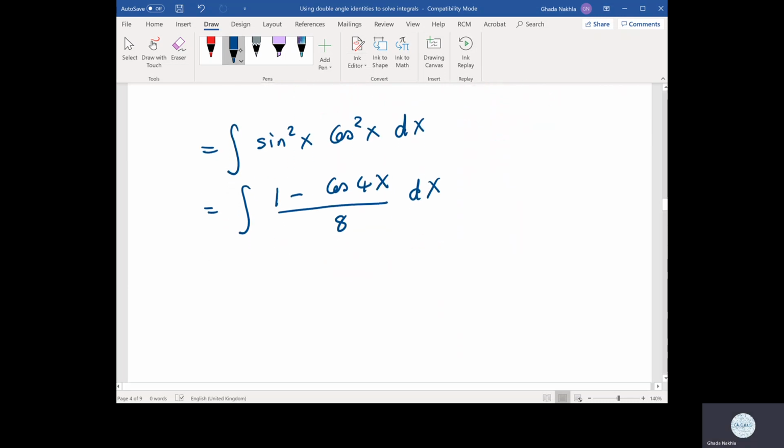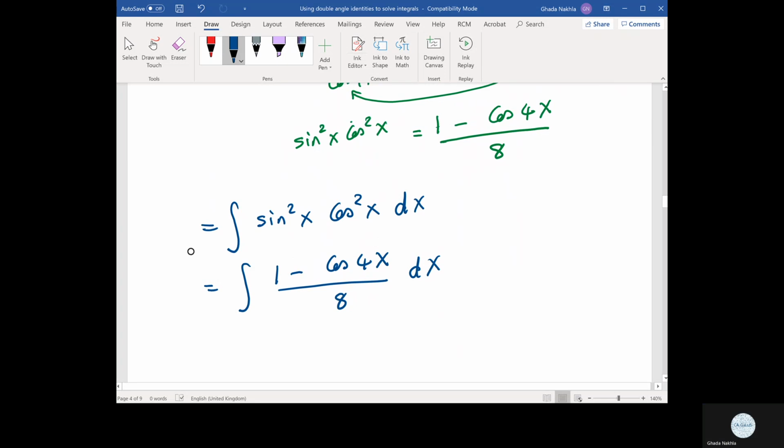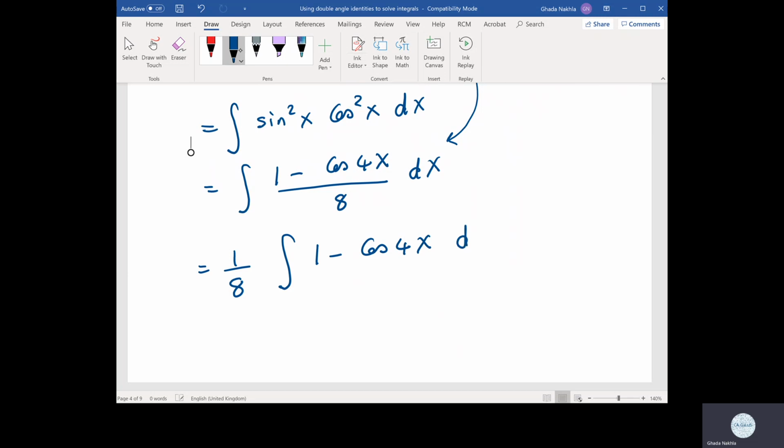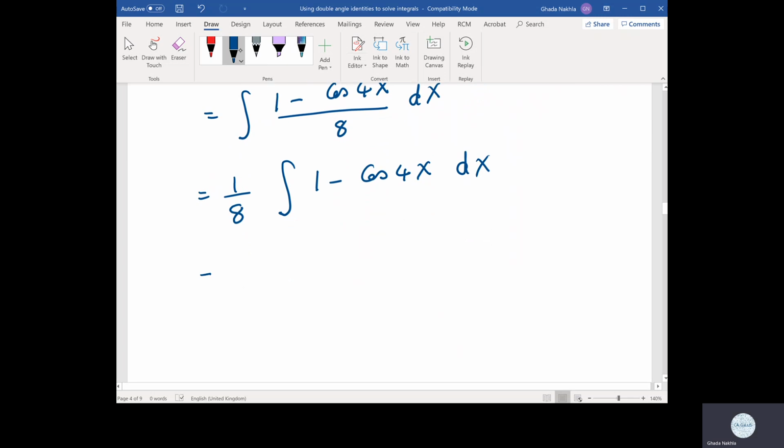And I can kick the 1 over 8 out of the integration. Instead of writing it as sine squared x cos squared x, I can write it as 1 minus cos 4x divided by 8, right? So I can kick the 1 over 8 out of the integration, and what I'm integrating now is 1 minus cos 4x dx. Easy peasy, let's integrate 1 over 8, bracket.